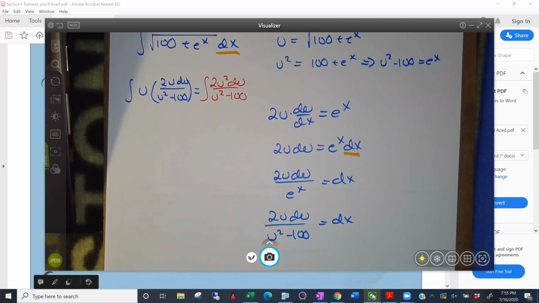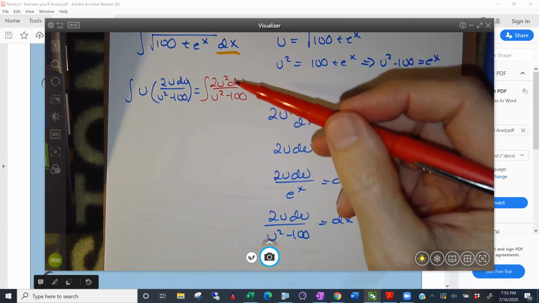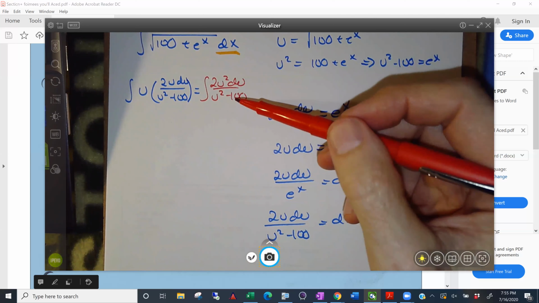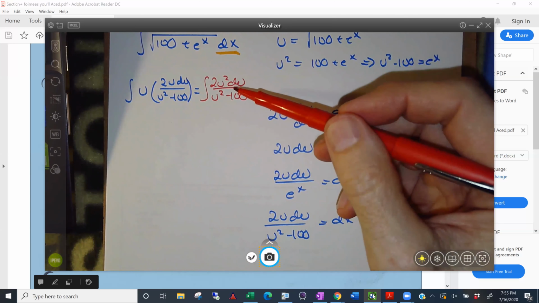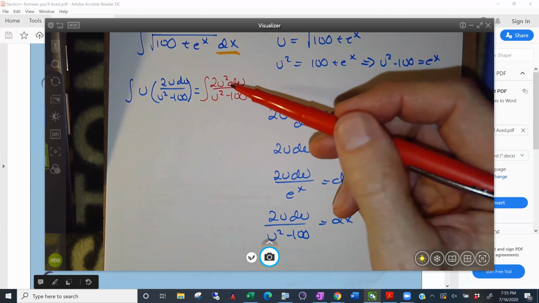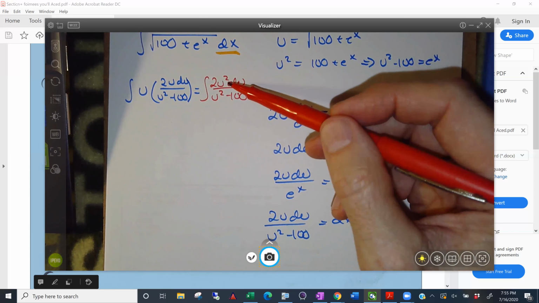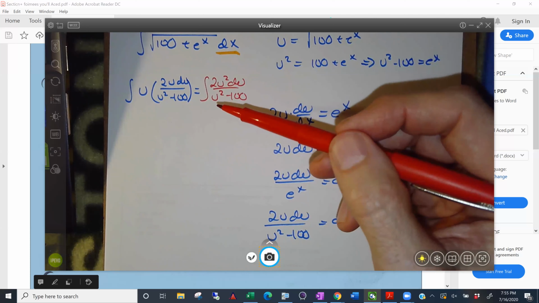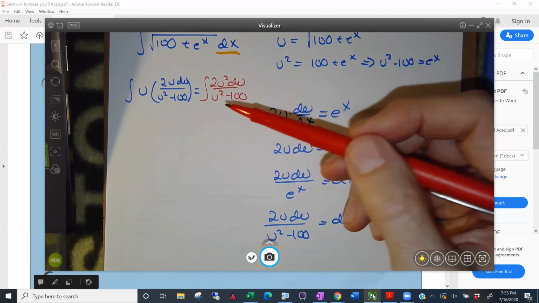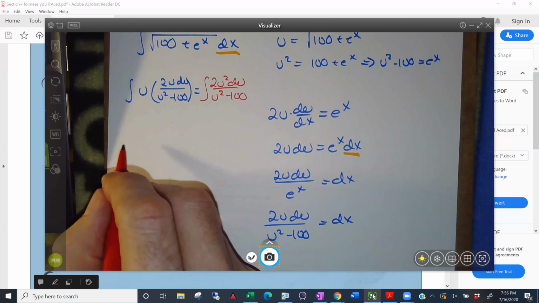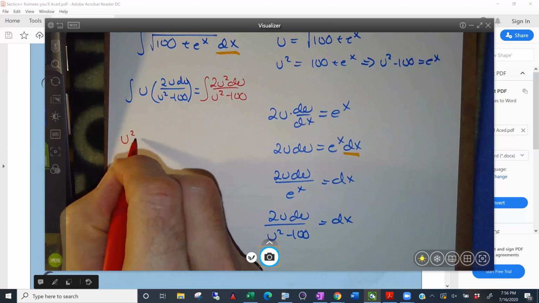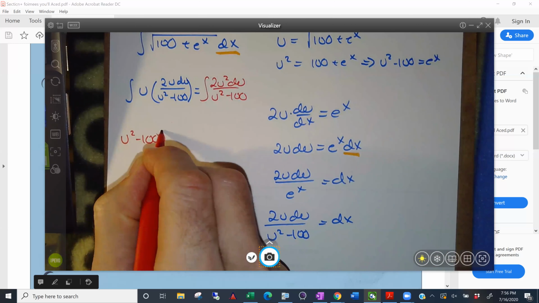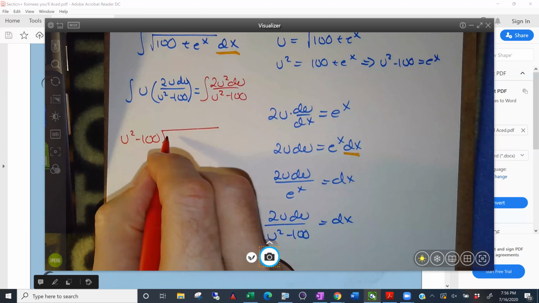Now back at the start of this, it may have been easy to gloss over, but I said if you have a rational function, then we can use partial fractions. But there's one thing I did point out, that you want to make sure that the numerator degree is lower than the denominator degree. So let's see if we can do that. We've got to do a little bit of long division here. We're going to take u squared minus 100 into 2u squared.